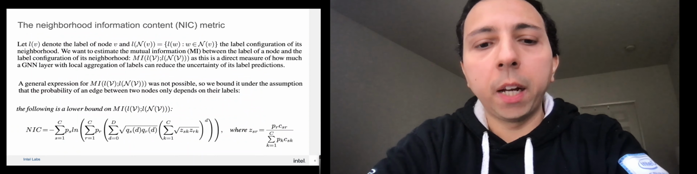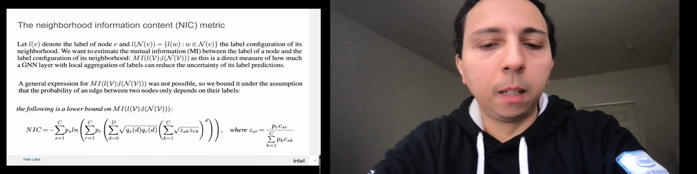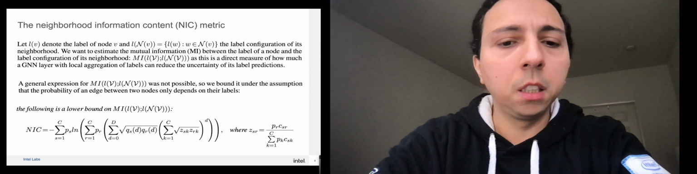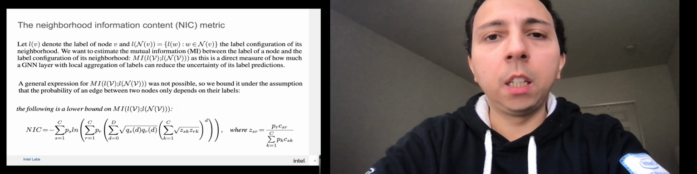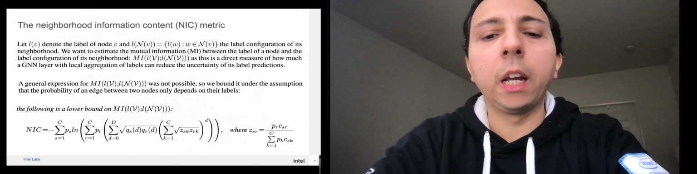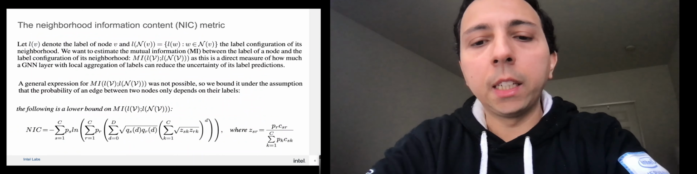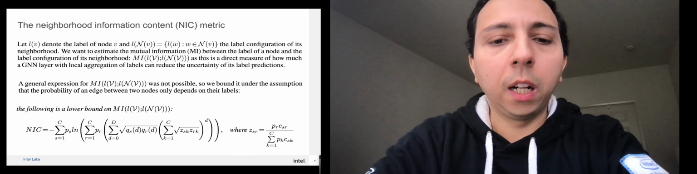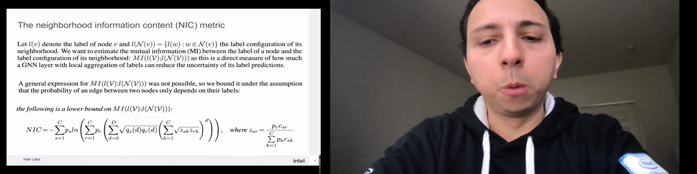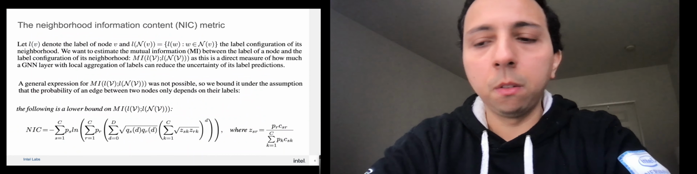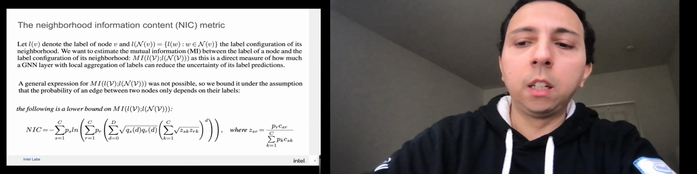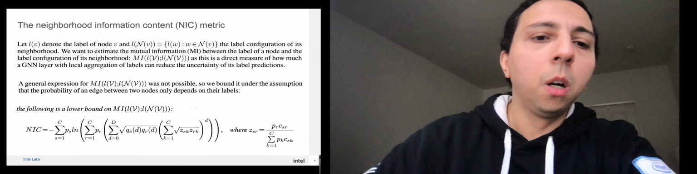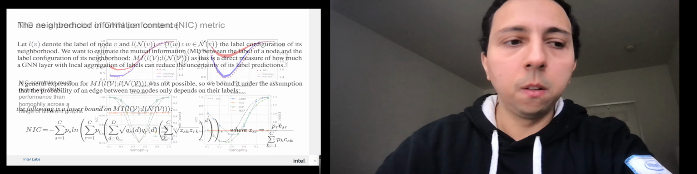P sub S is the probability that a randomly selected node would have label S, while Q sub S of D is the probability that a node with label S would have degree D. Capital C is the number of labels, while capital D is the maximum node degree in the graph. C sub SR is the probability that a node with label S would connect to a node with label R.